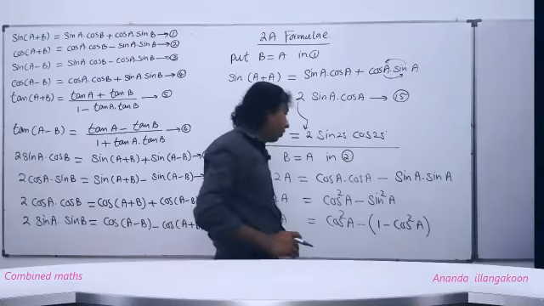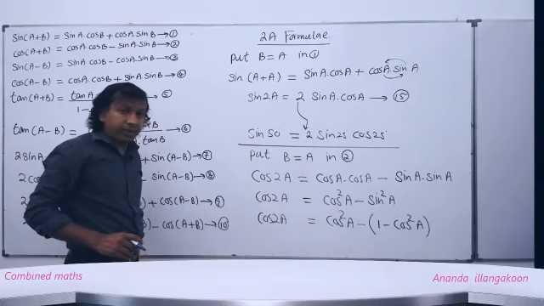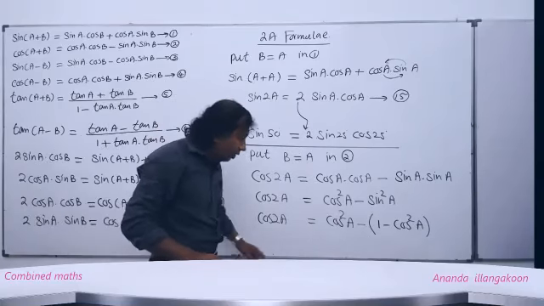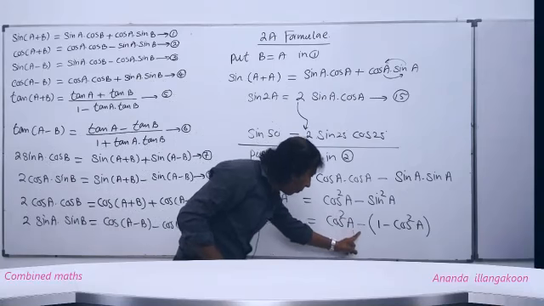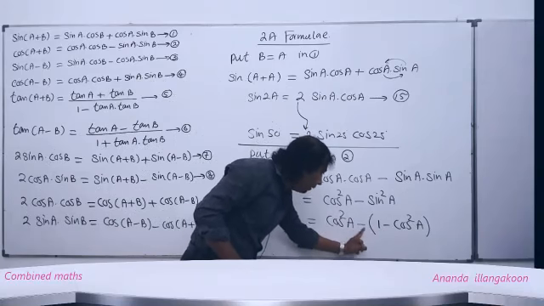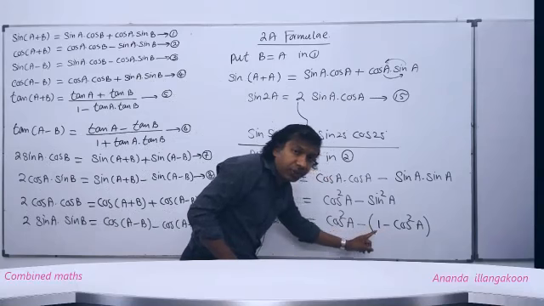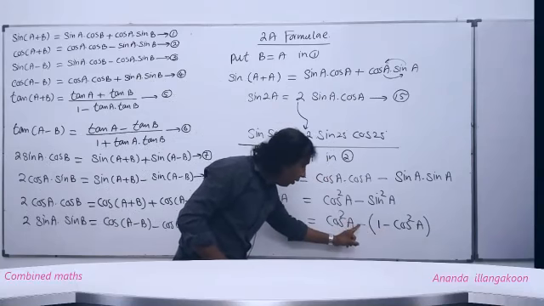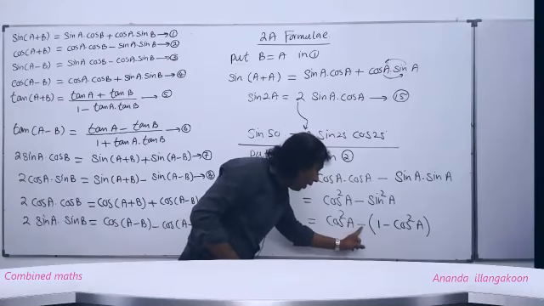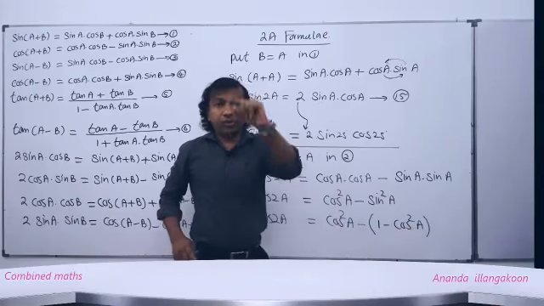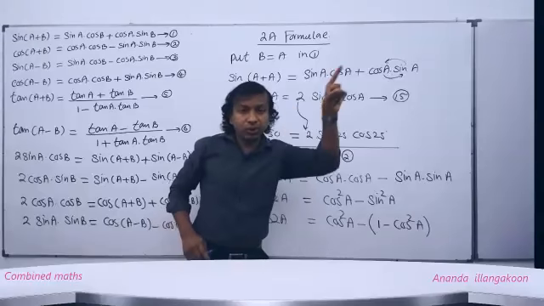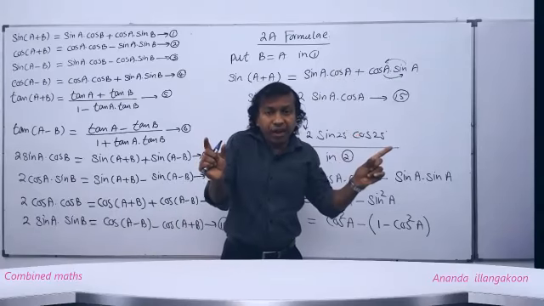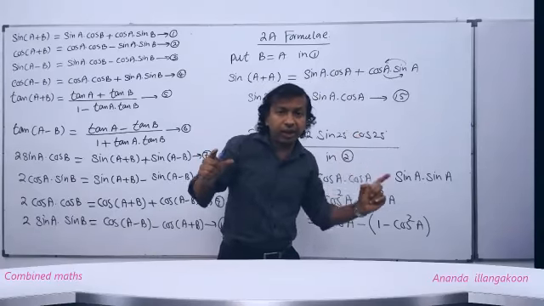Right, 1 minus cos squared A. Right? And now people here remove the bracket. Minus 1, minus plus. Then what do you get here? Cos squared A minus 1 and plus cos squared A. Cos squared A minus 1 plus cos squared A. There are two places we are having cos squared A, and here cos squared A.